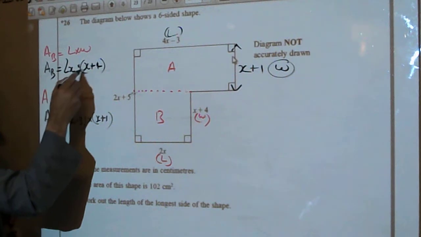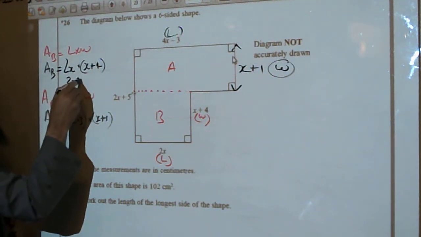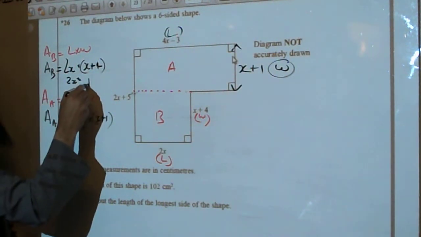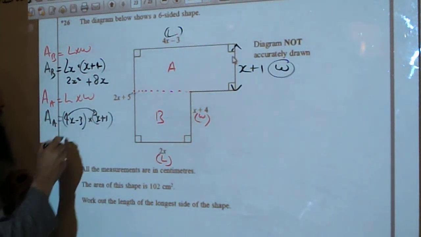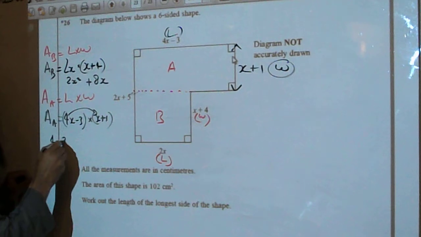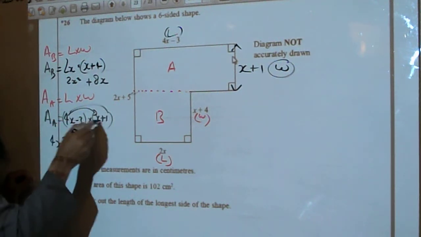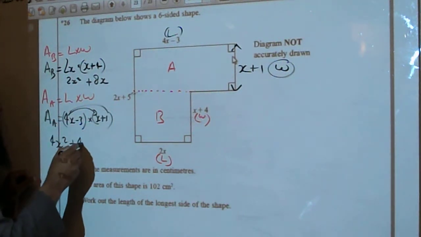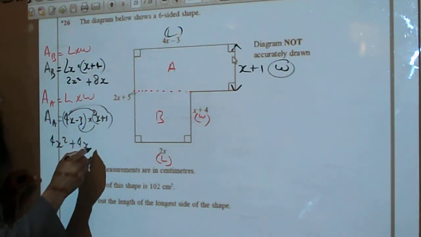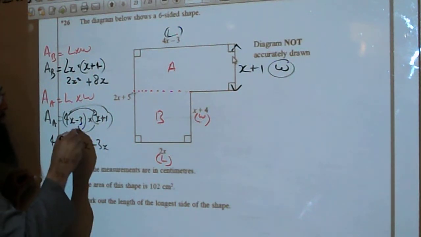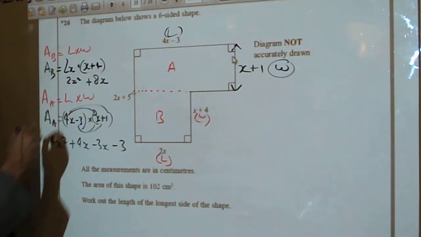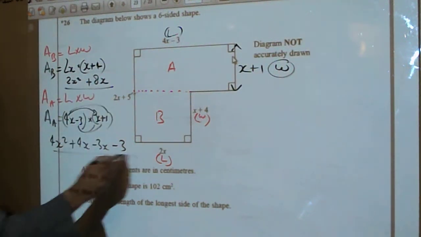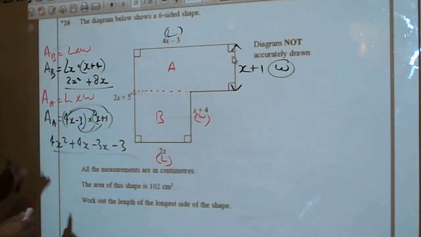So 2x times x will give you 2x squared. 2x times plus 4 will give you 8x. Now here we have 4x times x, that will give us 4x squared. And then 4x times plus 1 will give you plus 4x. Minus 3 times x will give you minus 3x. Minus 3 times plus 1 will give you minus 3. Now we need to add these up. Let's see what we get.